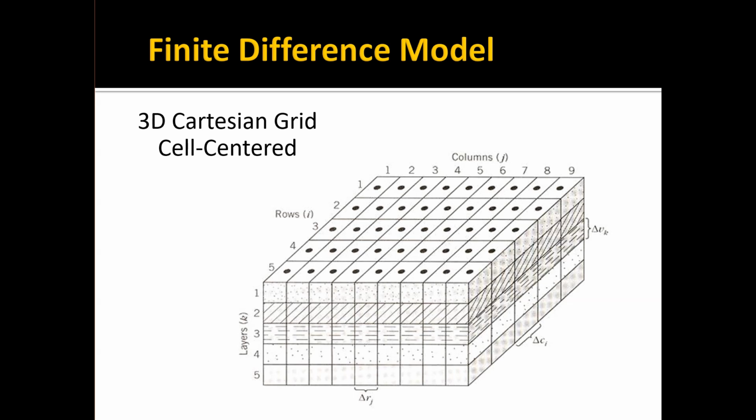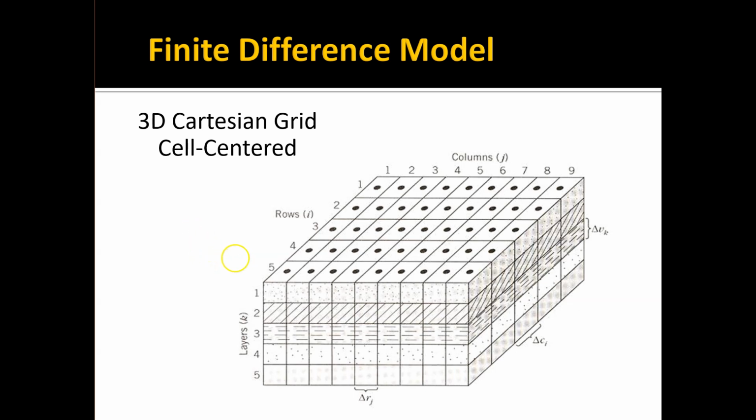So the rows start at the top. The numbering starts at the top and increases as you go down. The column numbering starts at the left and increases as you go to the right. And then the layer numbering starts at the very top layer, and as you go down from top to bottom, that's the direction of the numbering, as shown here on this diagram.